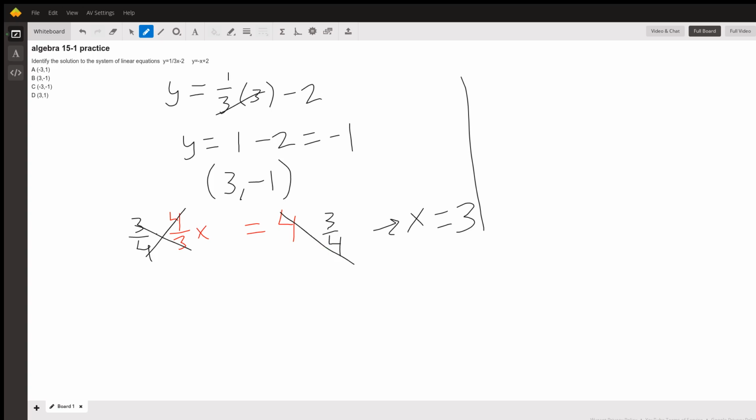So it should be B. And again, we could have also plugged this into the second equation, which let's do it just to check. So our second equation is y equals negative x, which is 3, plus 2. So we have negative 3 plus 2, so y equals negative 1, just to check it out. Again, we got 3, negative 1. So B is definitely our answer.